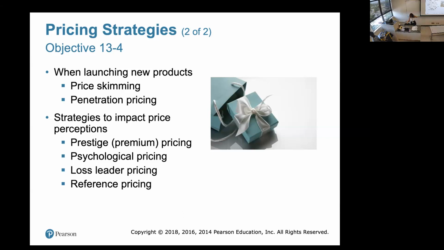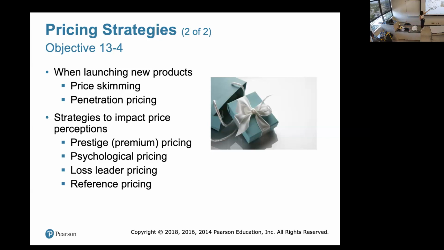Other strategies to impact price perceptions are prestige or premium pricing. This is also often directly related to your brand, right? Psychological pricing. What is psychological pricing? It's when you do prices like $9.90 instead of $10. Then people think, oh, it's under 10 bucks, right? So, you know, playing with numbers like that.